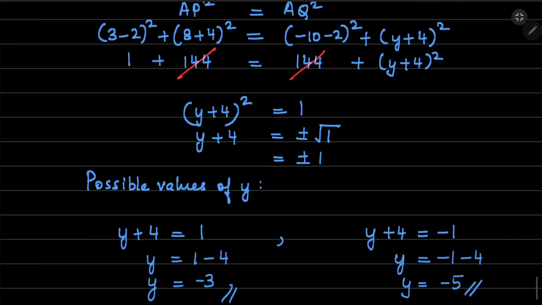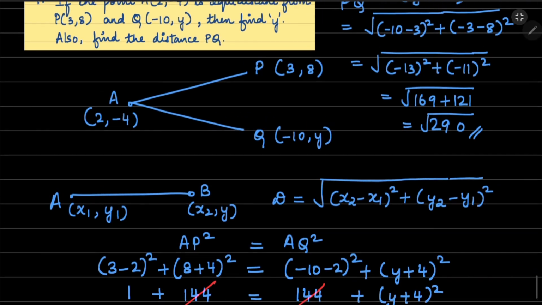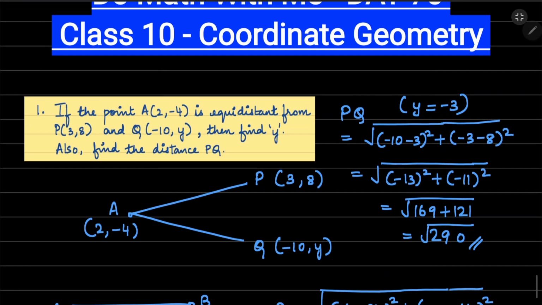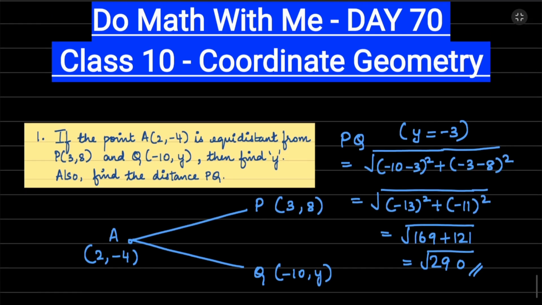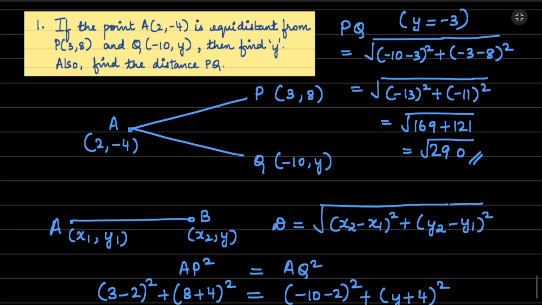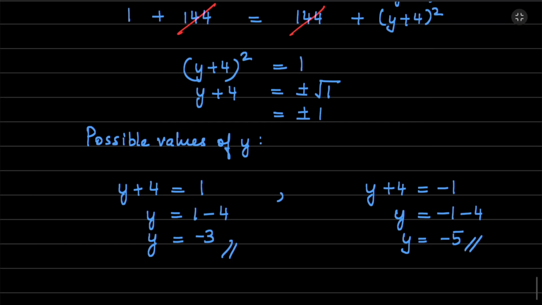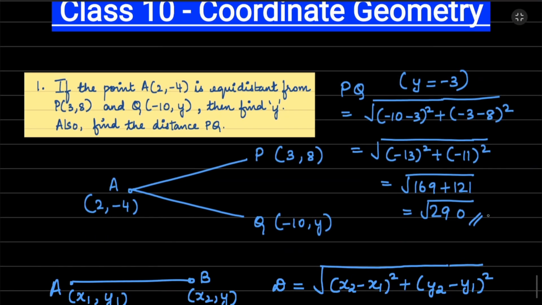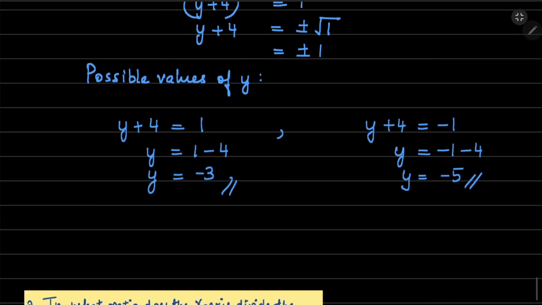Okay, with the other value of y, that is y equal to minus 5, also you can calculate the possible distance. So with either of them it is correct. Okay, so there are two possible values of y. Here I have taken y equal to minus 3 and I have calculated the distance between P and Q. What you can also do is take y equal to minus 5 and calculate the distance. Both are correct. Right, this is how you have to do the first question. I hope you understood the equidistant problems. Let's move on to the next question.